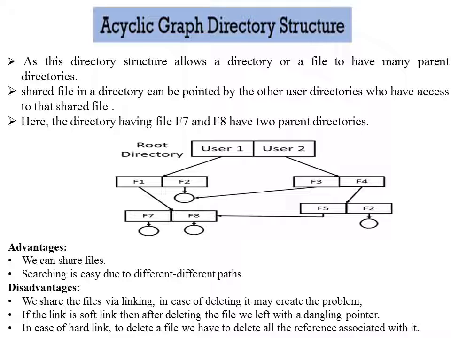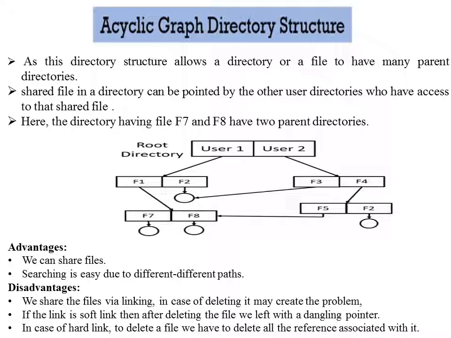Here, as you can see in the diagram below, the directory having the files F7 and F8 has two parent directories. We have a root directory and then subdirectory 1 and subdirectory 2. See the diagram. So we have files F7 and F8. They have two parent directories.